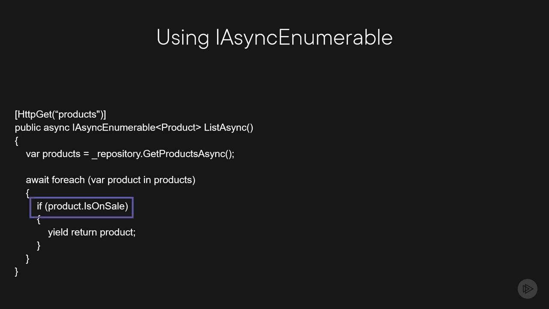As you can see here, we're doing a check to see if the product is on sale before choosing whether or not to return it. Normally, filtering is better done closer to the data source, but sometimes it will make sense to perform it in your application, and this provides a way to do so without buffering the results in a collection before you return it. And again, this can be important for performance as well as keeping the overall memory footprint of your application down to a minimum.